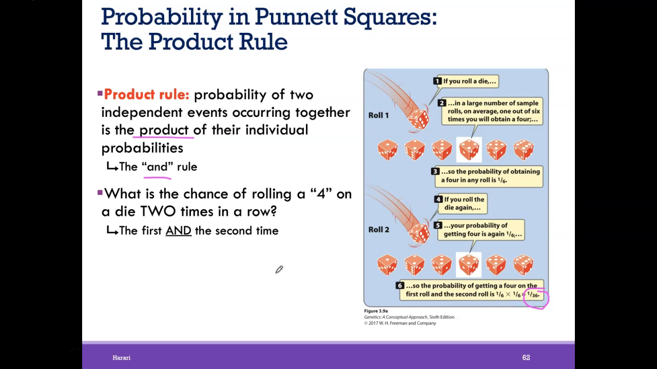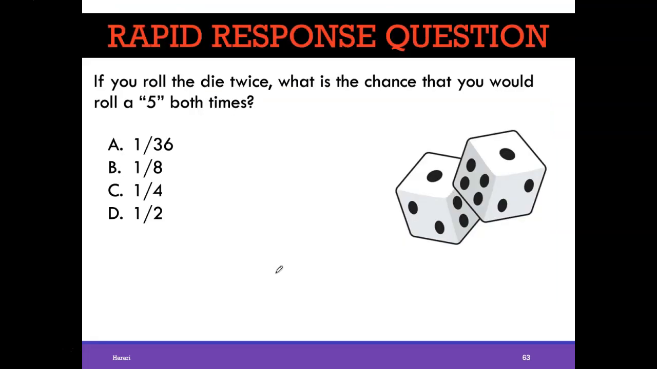We just figured that out by looking at the individual probabilities and multiplying them. And they're independent, right? If I roll a 4 once, it doesn't make it less likely for me to roll a 4 the next time. It's just as likely every time I roll the die for me to get a 4. So it's 1/6 times 1/6. So pause here and answer this question now.